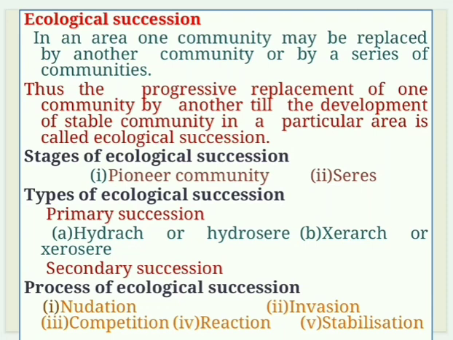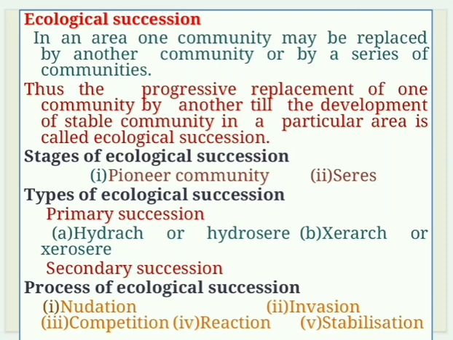So coming to the stages, there are 2 stages. One is the pioneer community, another one is the seres. Pioneer means the first group of organisms which establish their community in that area. That is known as pioneer community. And the various developmental stages of a community are known as seres. So these are the 2 stages.